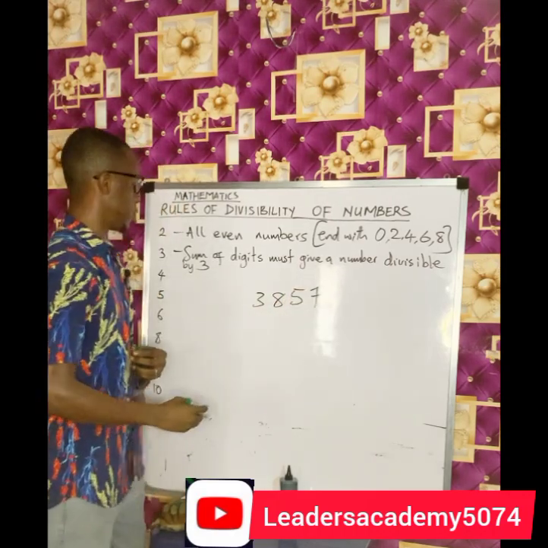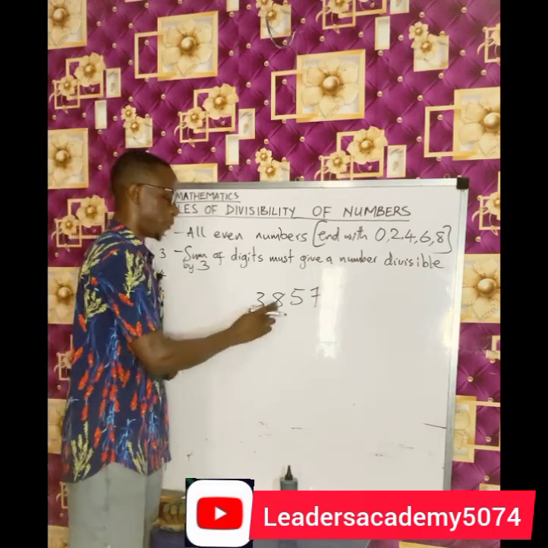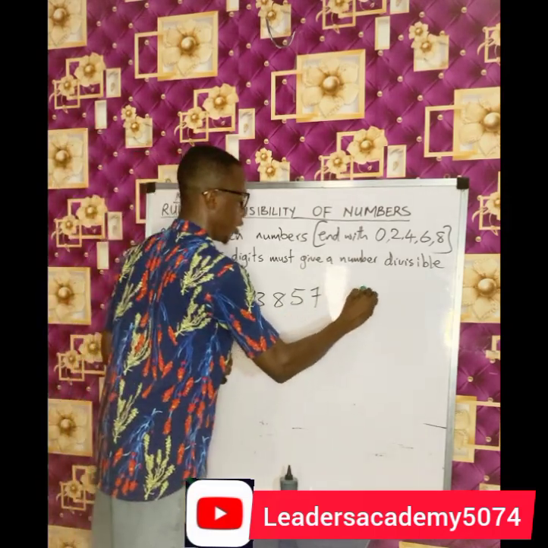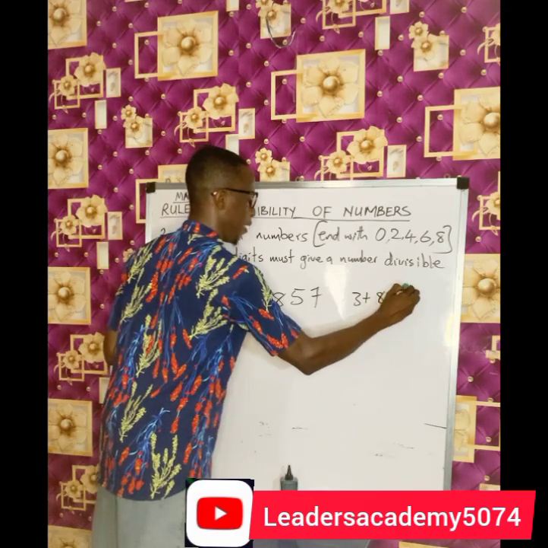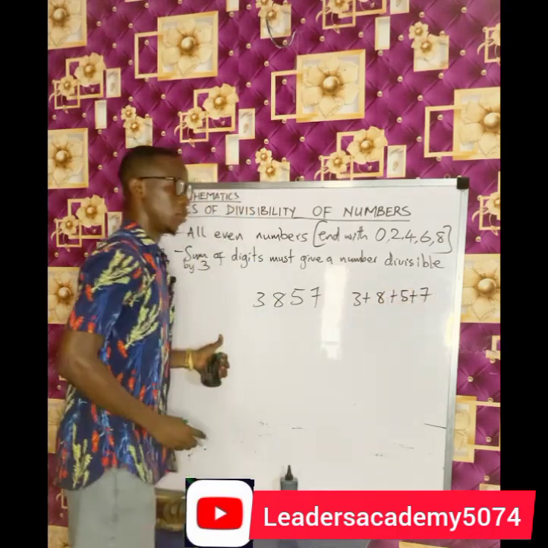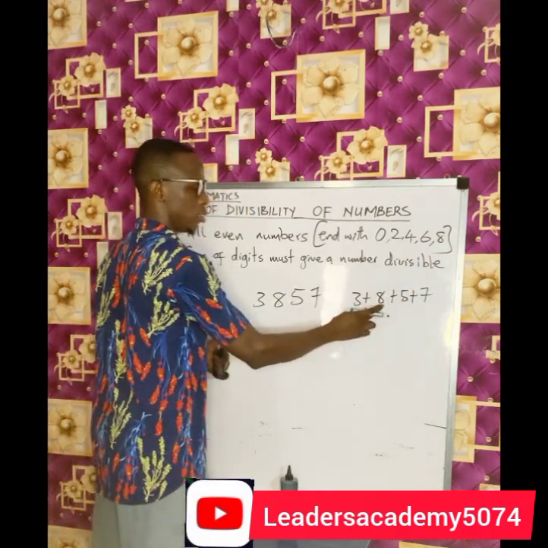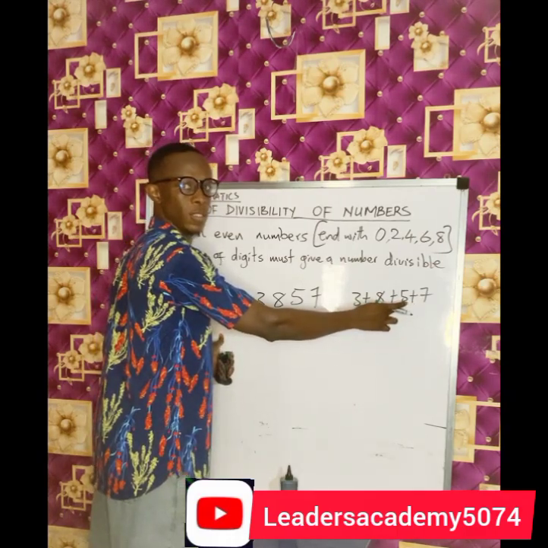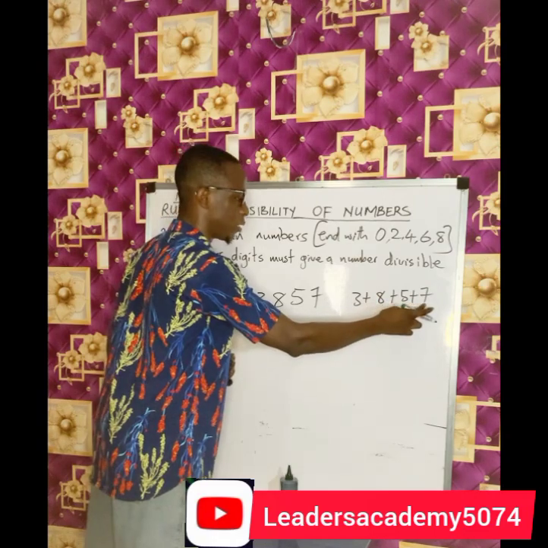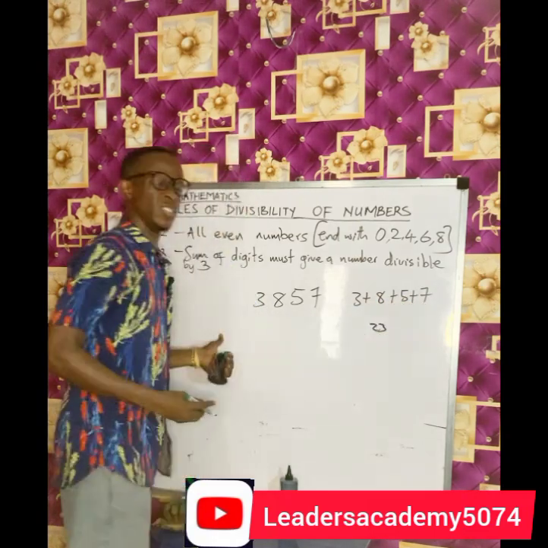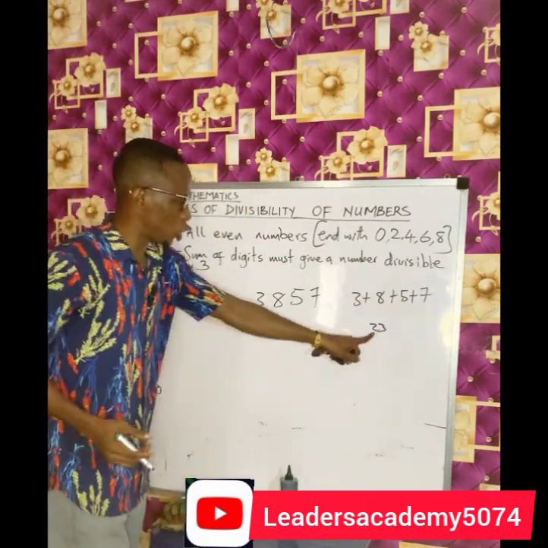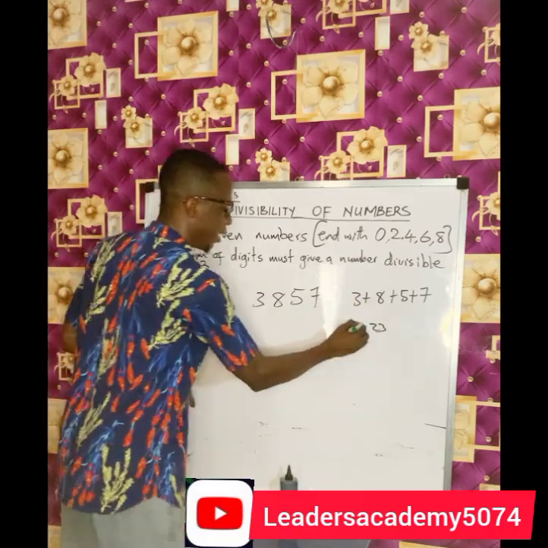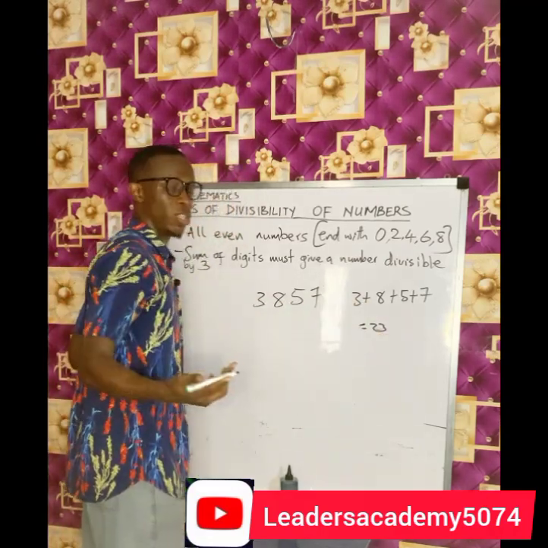3857. So go this way: 3 plus 8 plus 5 plus 7. 3 plus 8 is what? Gives me 11. 11 plus 5 is 16. Then 16 plus 7 is 23. This number is not divisible by 3 because the sum of these digits is giving a number that is not divisible by 3. 23 is not divisible by 3.